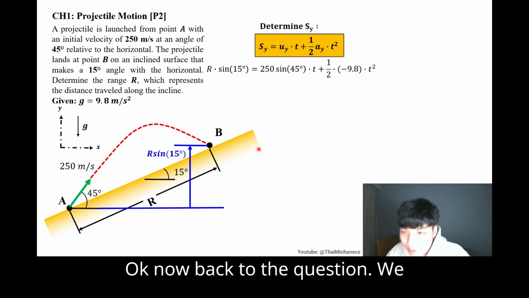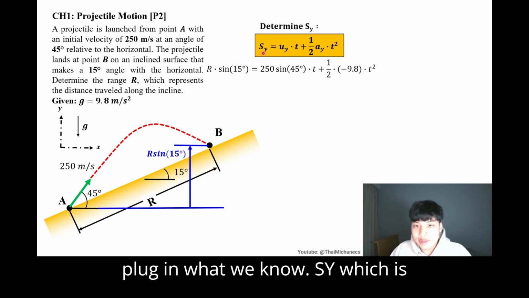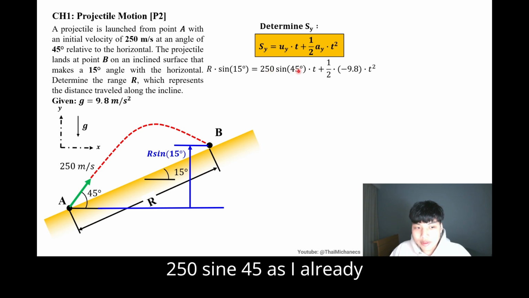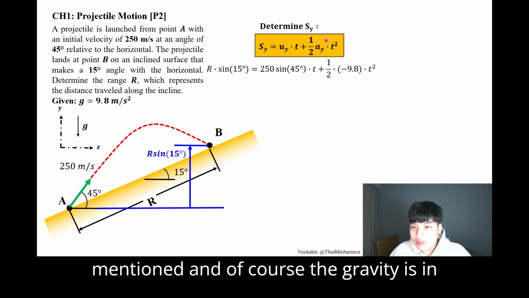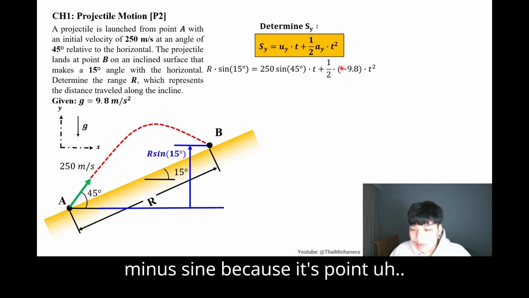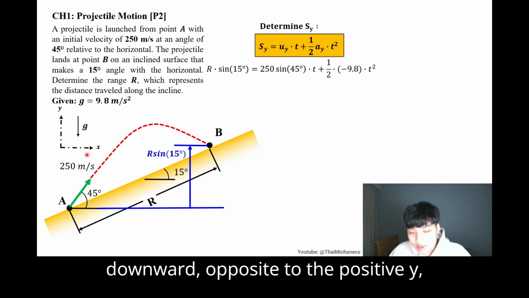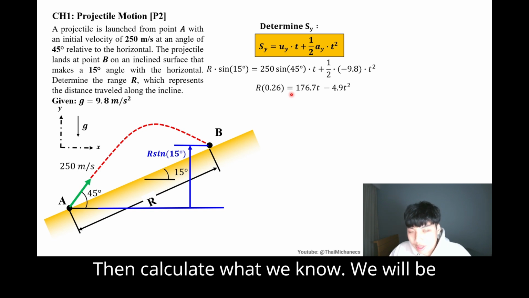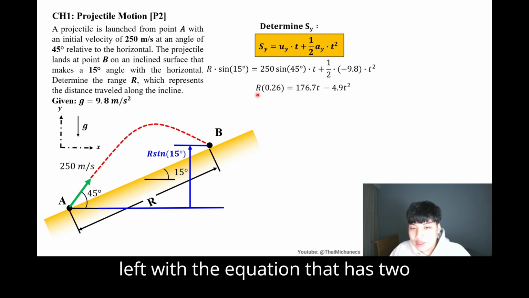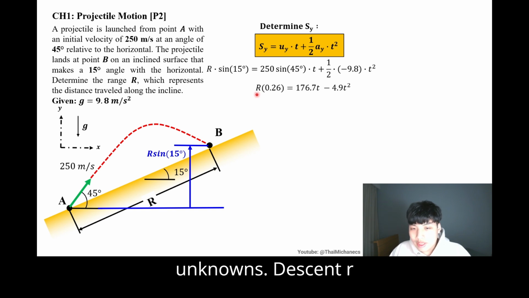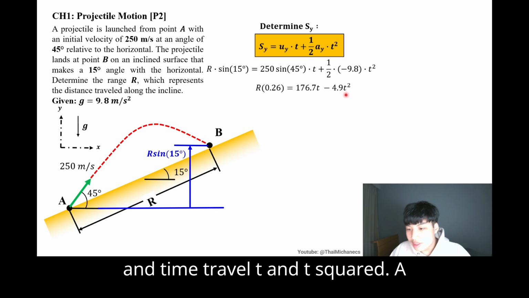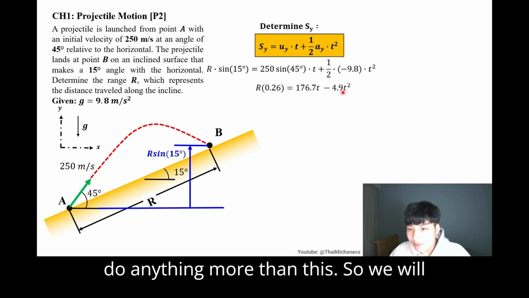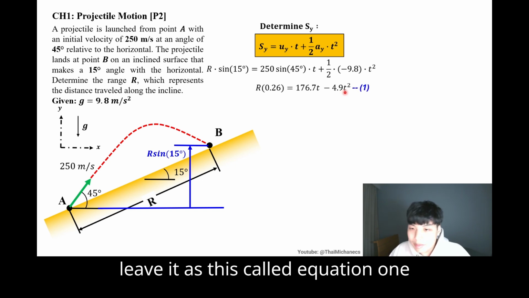Now, back to the question. We plug in what we know. sy, which is r sine 15 degrees, equals 250 sine 45 times t, as I already mentioned, and of course the gravity term has a minus sign because it points downward, opposite to the positive y. Then we calculate what we know. We are left with an equation that has two unknowns, the distance r and the travel time t and t squared. A little bit tough. We can't do anything more than this, so we will leave it as it is, called equation 1 per se.